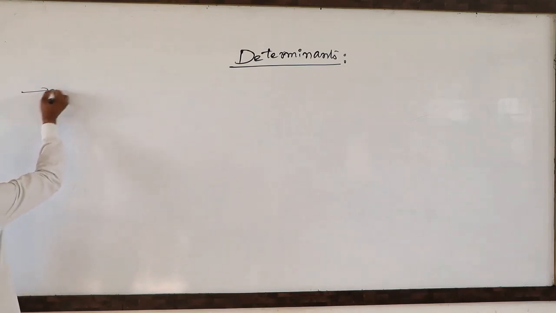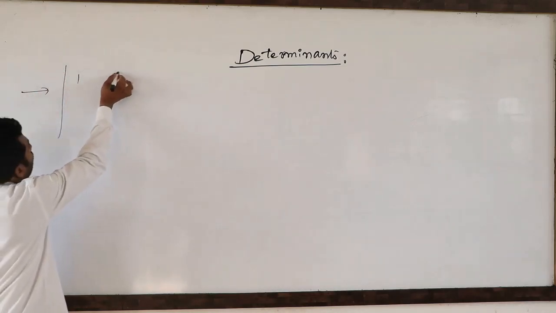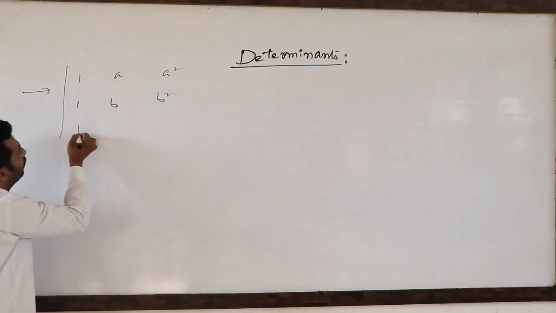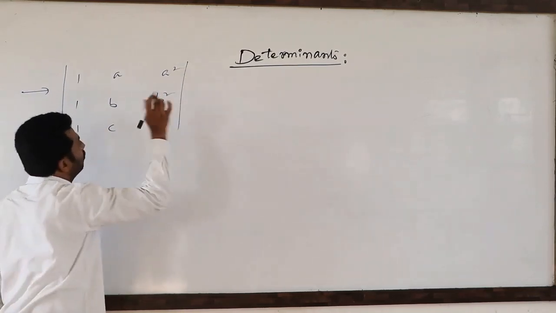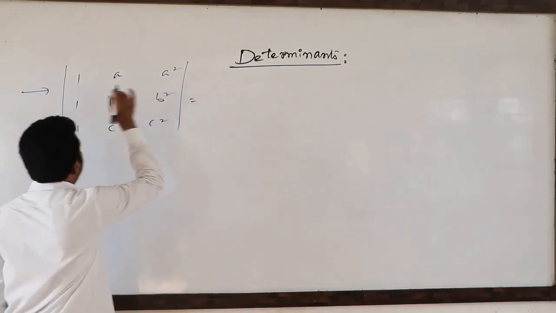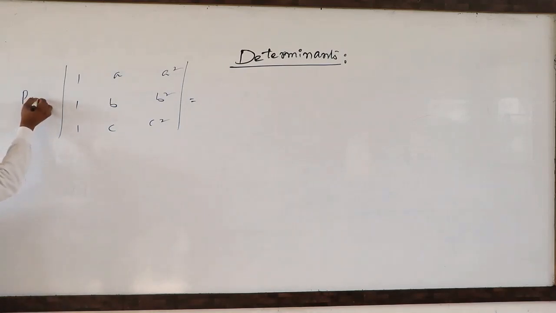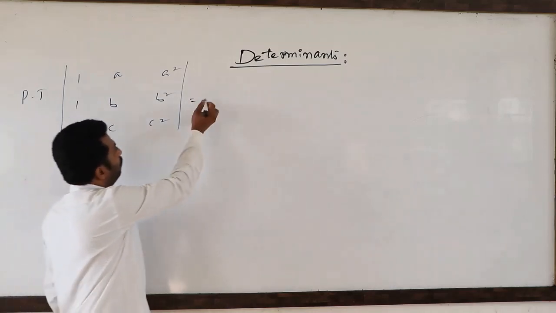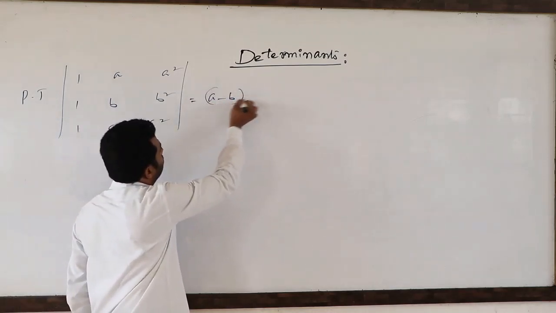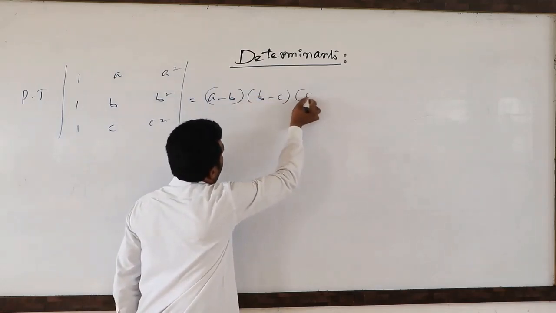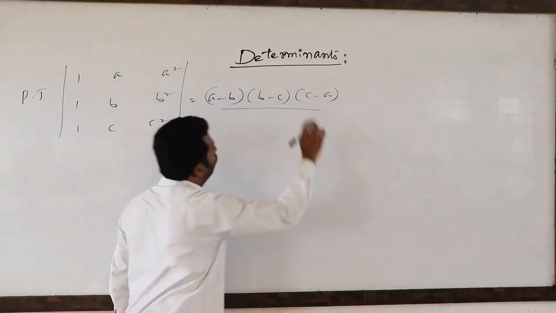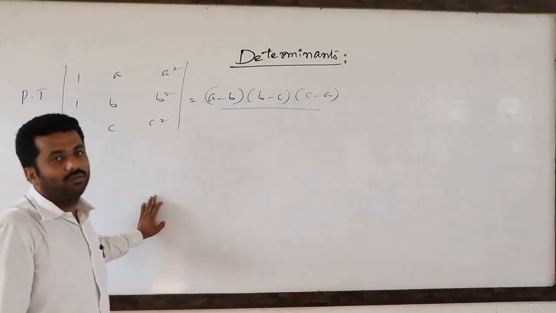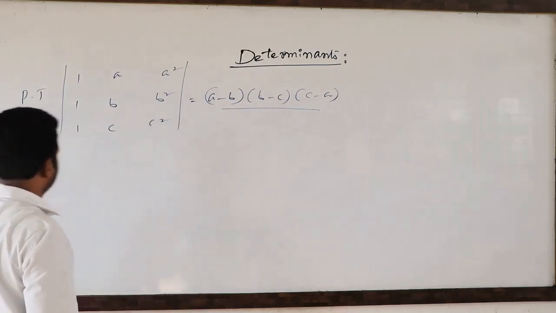Another important question. This is an NCERT problem only. Prove that the determinant with rows 1, a square; 1, b square; 1, c square equals (a minus b)(b minus c)(c minus a). This is a most important result, sometimes asked for 4 marks or 3 marks. Usually they ask this type of question.